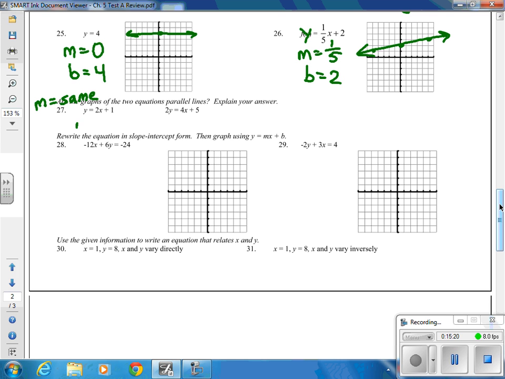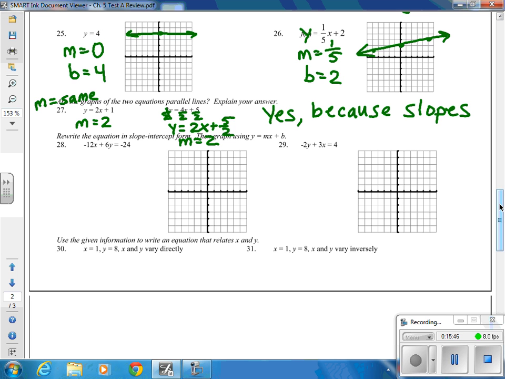So in my first equation, my m is positive 2. In my second equation, I need to finish it by dividing everybody by 2, and I get y equals 2x plus 5 over 2. And from that equation, my m is also 2. So because both equations have a slope of 2, are these parallel lines? Yes. And the reason is because the slopes are the same. So if the slopes are the same, they will be parallel lines. And that's all you need to know about that at this point. We'll do a lot more with that next chapter. So just know, same slope means parallel lines.